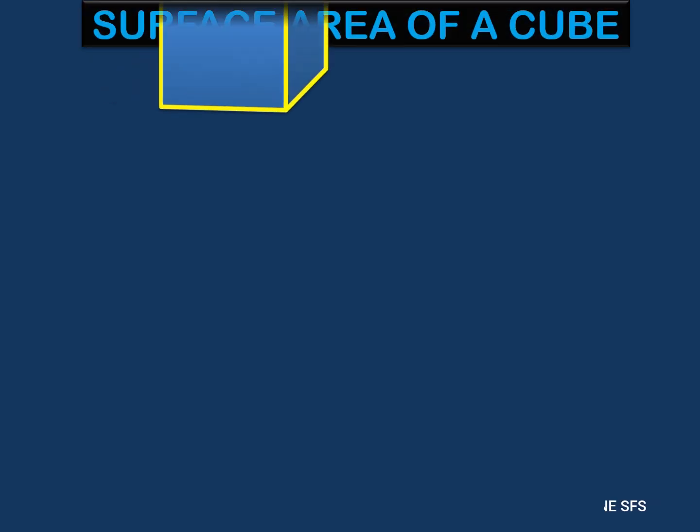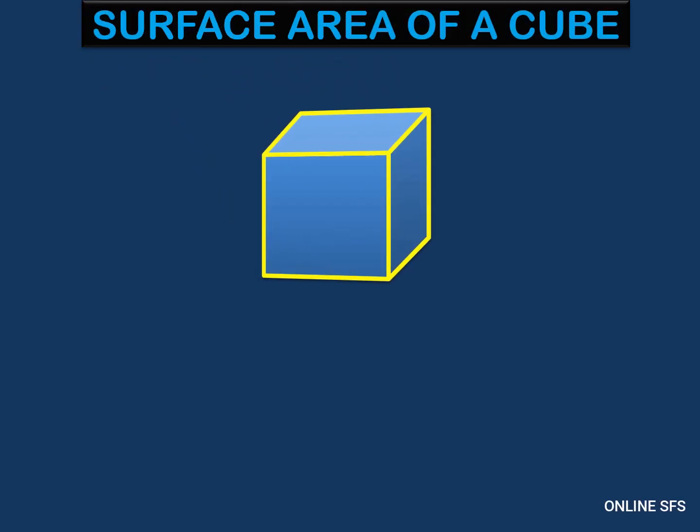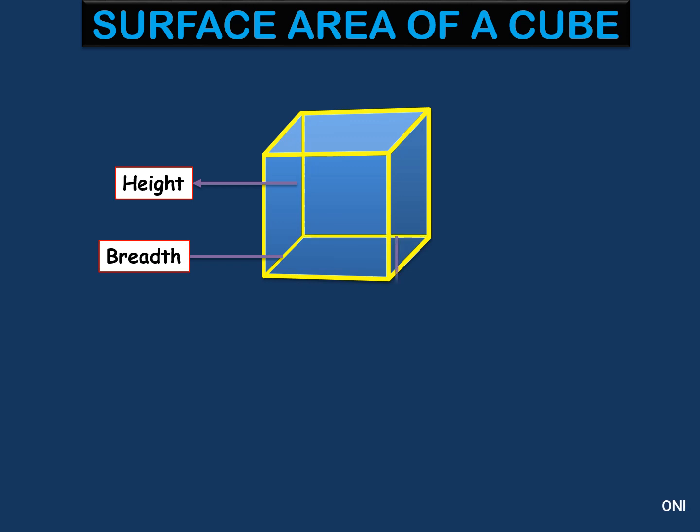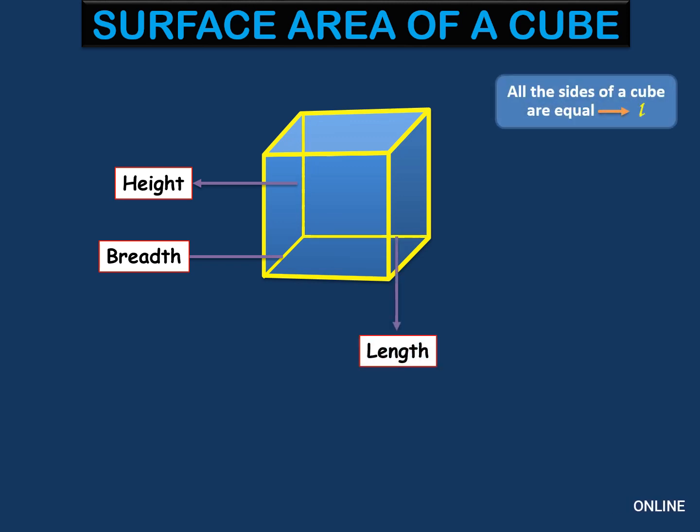This is a cube. A cube is a three-dimensional object having a height, a breadth, and a length. All the sides of a cube are equal and we can denote them with the letter L. Let's suppose that L is equal to A.